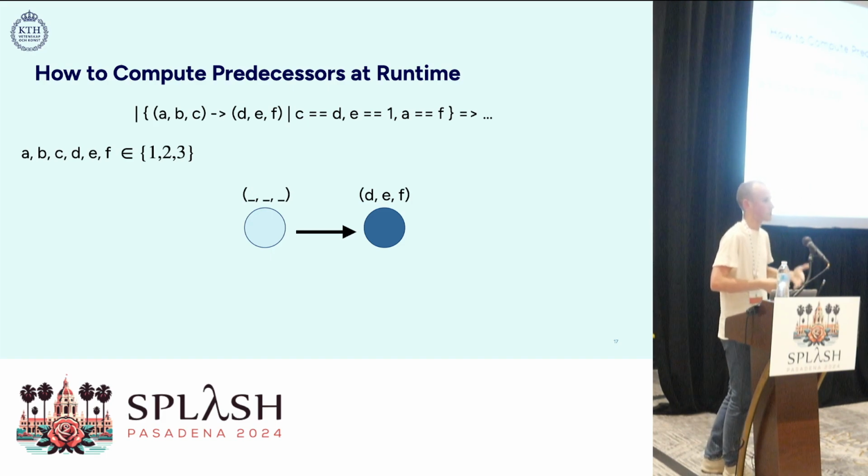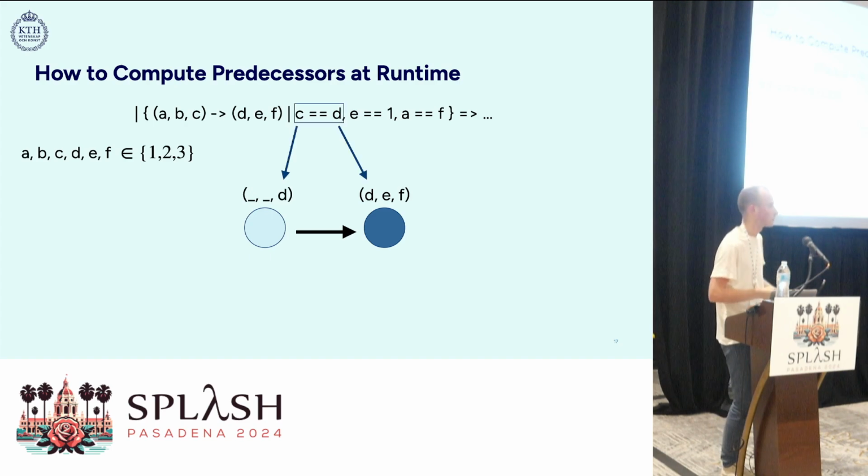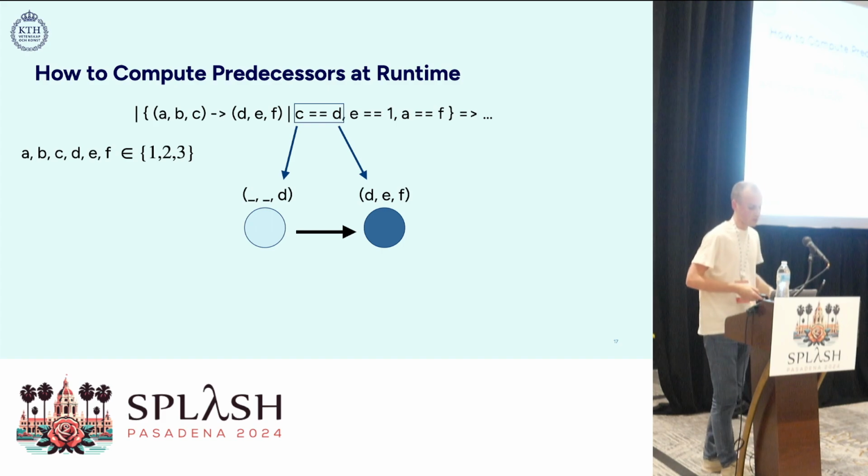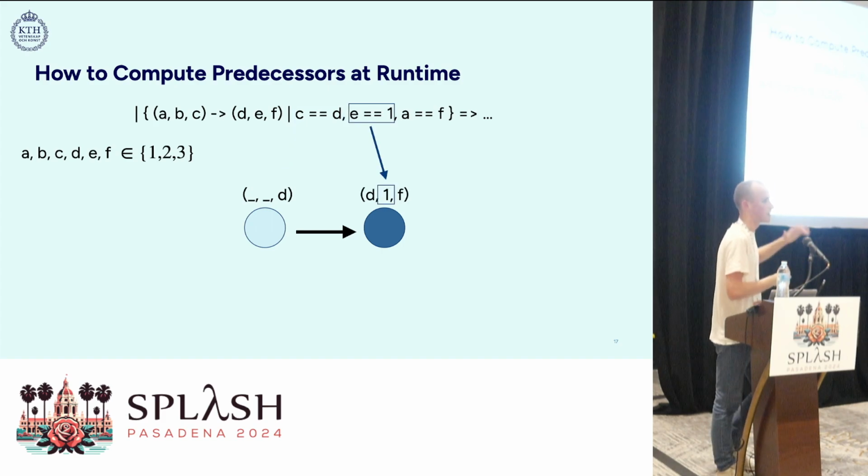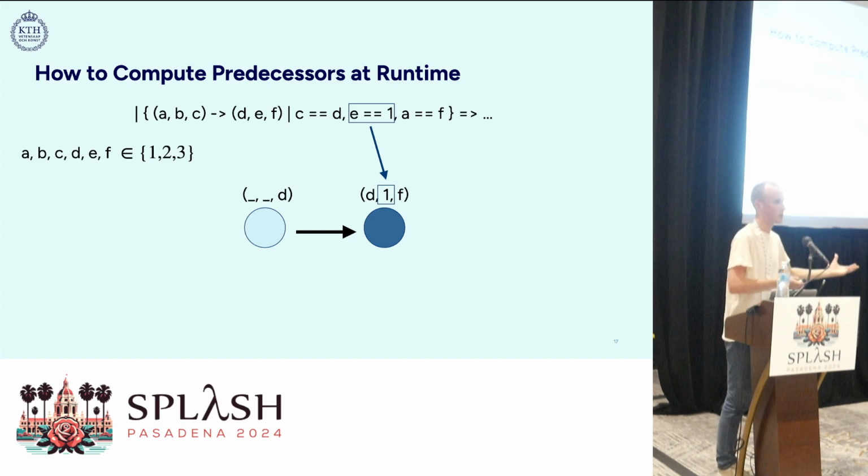So what we do is we go through the constraints one by one, building up this expression. First we see that C must be equal to D. So the third component of the target state must be D. Then we have that the second component of the target state must be 1. This means that if we had a target state of 1, 2, 3, then we know that we cannot have a predecessor from this case. So we can immediately exclude them with a simple if statement.